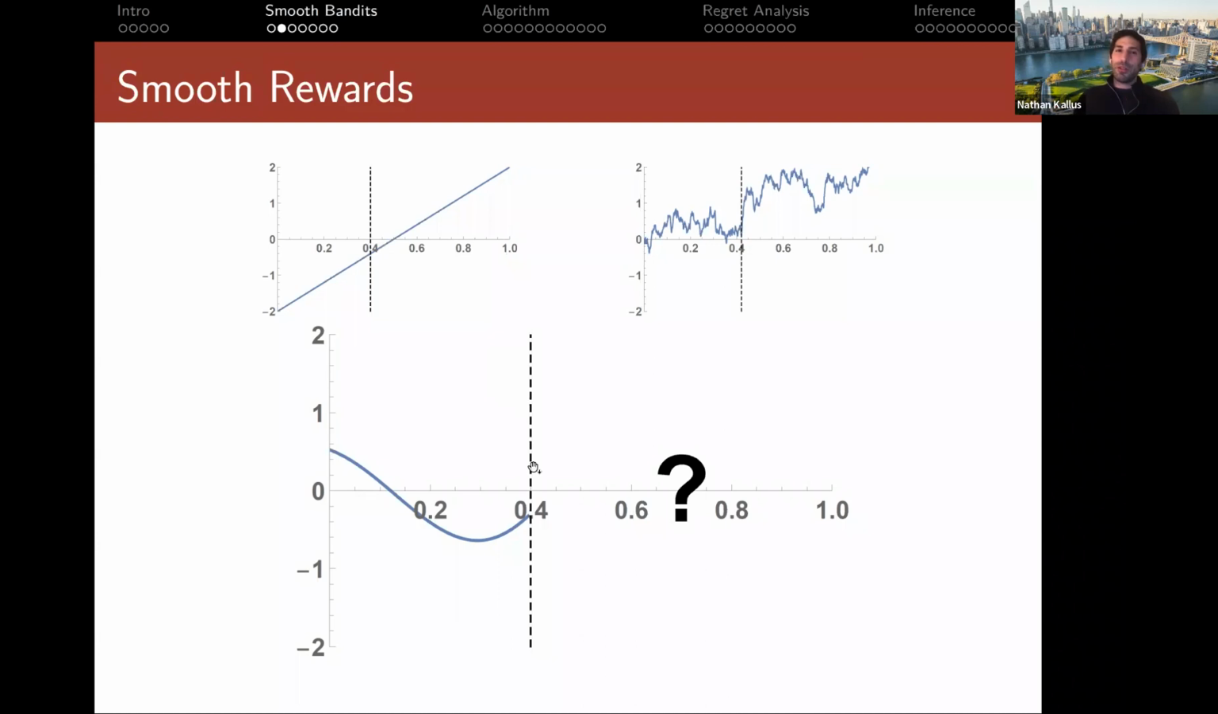And now I also tell you this function is somewhat smooth. It has, say, 3 derivatives. So again, a new context arrives at 0.7, and we ask, what should we do? What is +1 going to do here? So we still cannot extrapolate perfectly, but we can do a little bit better than what we did over here.